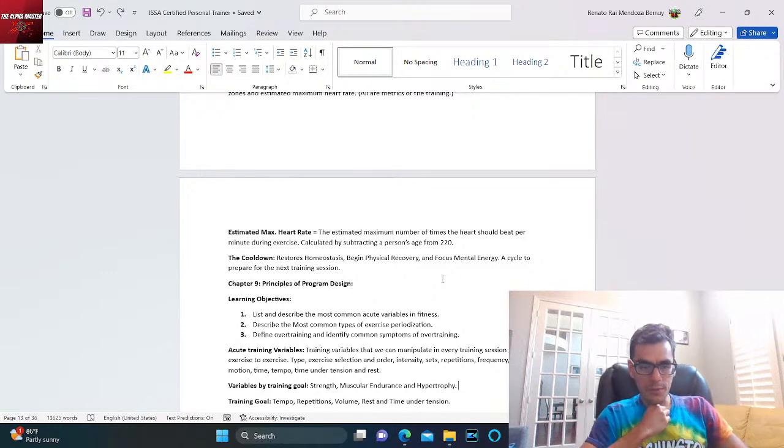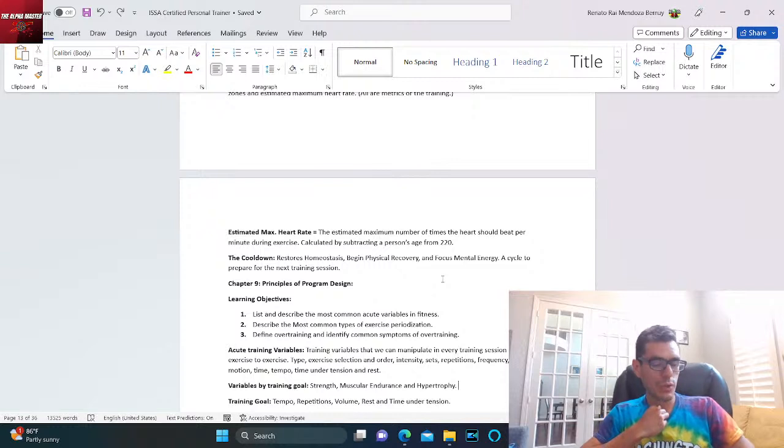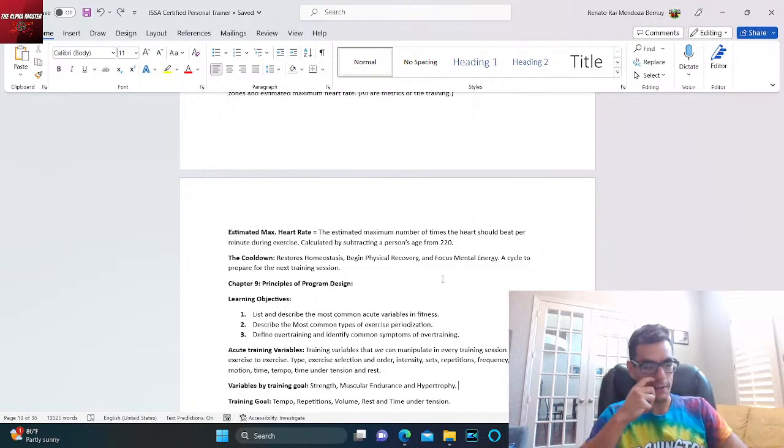So variables by training goal, you have strength, muscular endurance, and hypertrophy. For strength, you have a tempo of 2-0-2-0. Repetitions 1 to 5. Volume 3 to 5 sets. Rest from 1 to 3 minutes, and time under tension is less than 20 seconds for strength.